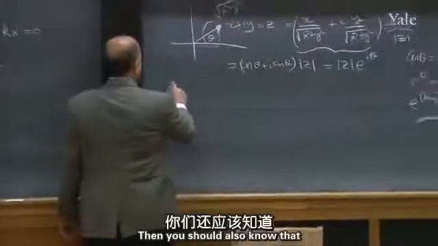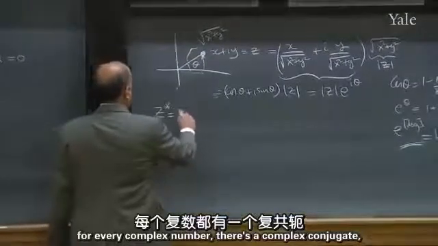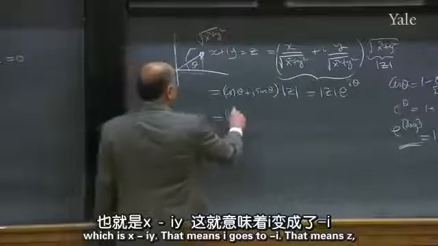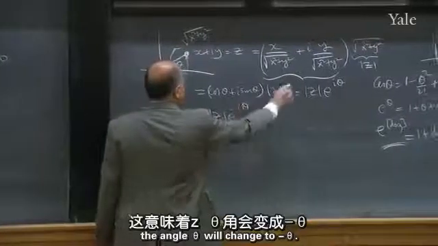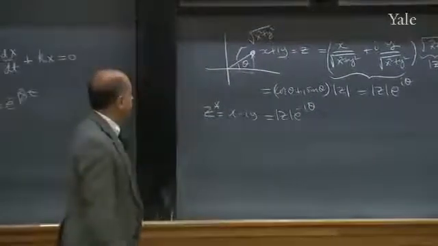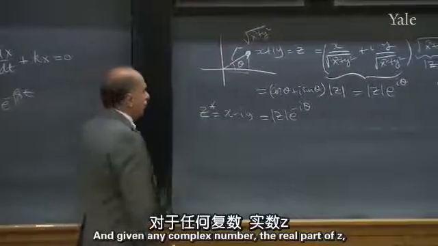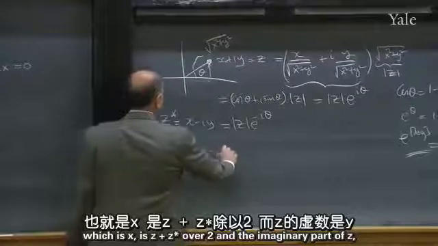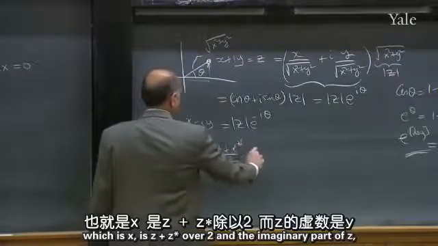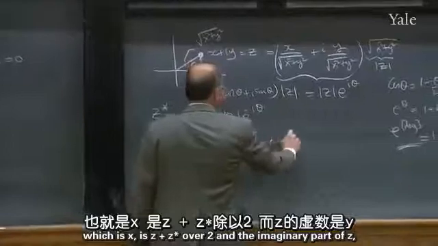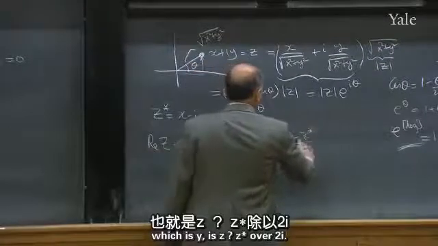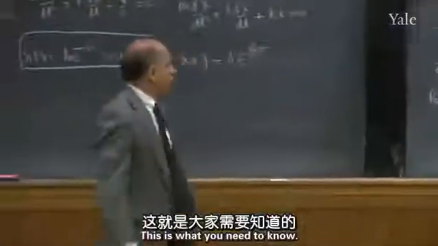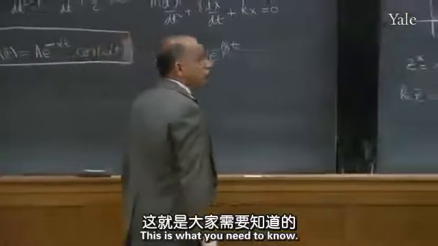Then you should also know that for every complex number, there's a complex conjugate, which is x minus iy. That means i goes to minus i. That means z, this angle theta, will change to minus theta. And given any complex number, the real part of z, which is x, is z plus z star over 2. And the imaginary part of z, which is y, is z minus z star over 2i.